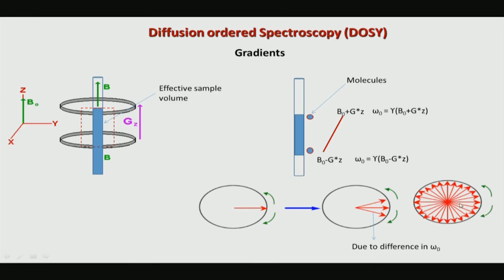Let me point out that this is in the xy plane. So, this is, let us say, the x axis and this is the y axis. In the xy plane the signal is 0. This is called complete dephasing of the magnetization. We will see in the next class how this can be used for measuring the diffusion of molecules, and how we can very nicely calculate how the molecules are translationally moving in the sample.